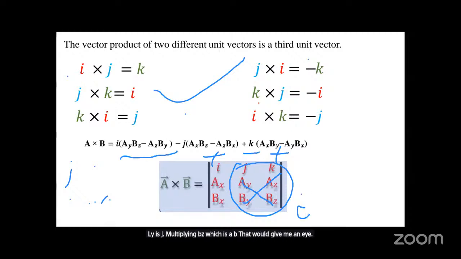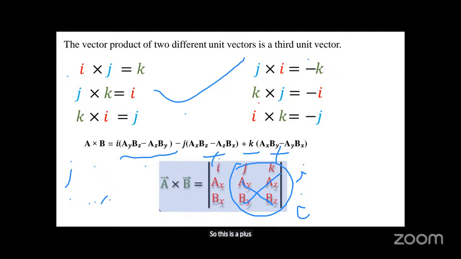Then BY, and BY is a J, multiplying KZ, that will give me also what? An I. So we have AY, BZ minus AZ, BY. So this is a plus.